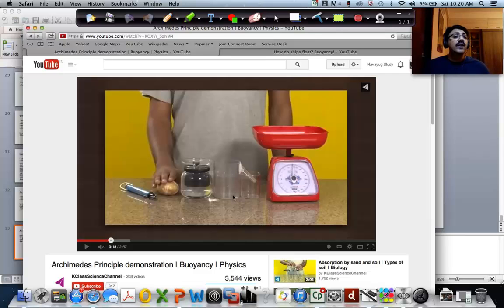Now let us look at this experiment. Now this experiment is trying to prove that the buoyant force is equal to the weight of the liquid displaced, right? Now what he is going to do is fill the water till it overflows. So how this beaker is shaped is as follows, right?